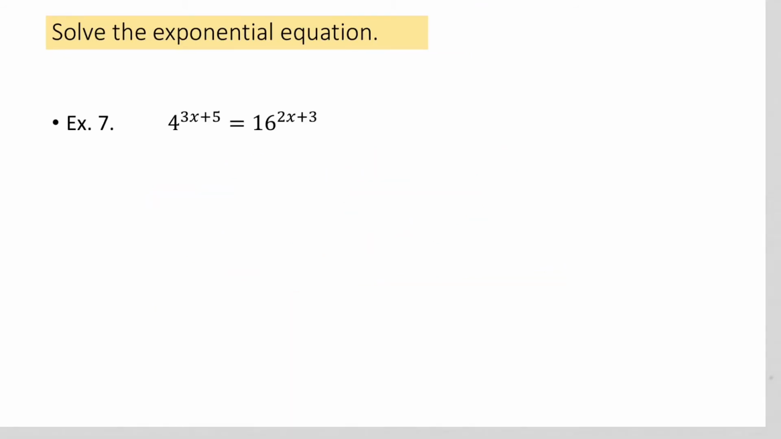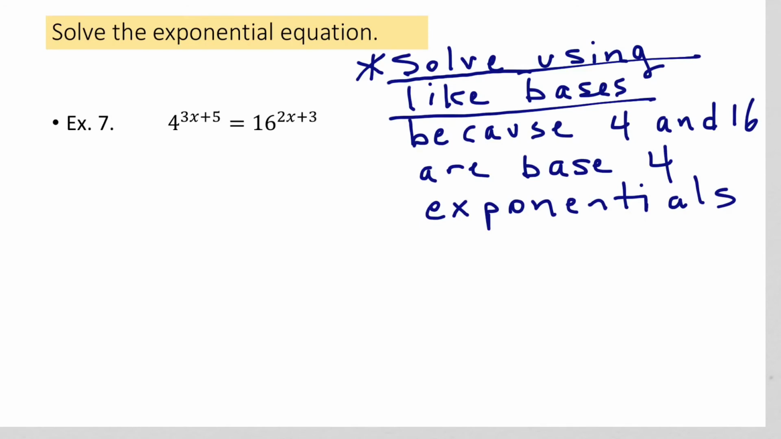Okay, so we're going to solve this problem a little differently as well, because I'm going to recognize here that 4 and 6 are related exponentially. Okay, 4 squared is 16. So I can think of these both numbers here as base 4 numbers. So I wrote that down. I'm saying solve using like bases because 4 and 16 are base 4 exponentials. And if you do it this way, then you end up not having logs in your answers.